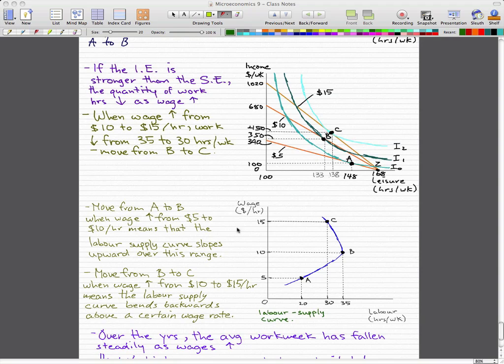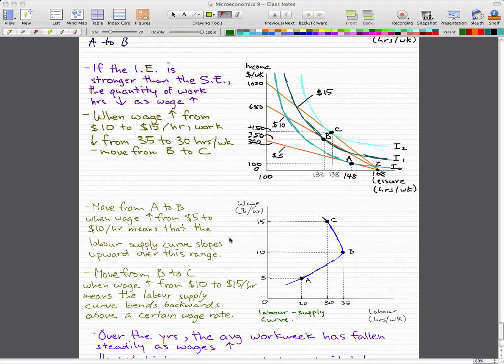So this is what we call a labor supply curve. Now, the move from A to B, when wage increased from $5 to $10 an hour, means that the labor supply curve sloped upwards over this range. From point A, our wage was $5 an hour and our labor was 20 hours per week. To move to point B, where the wage rate was $10 an hour and the hours worked were 35 hours, we would have to slope upward over this range.